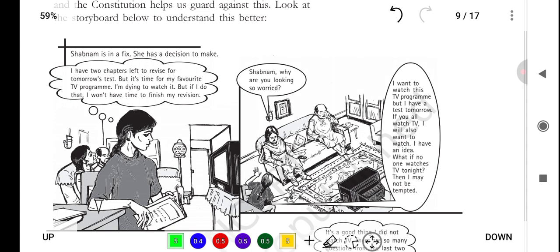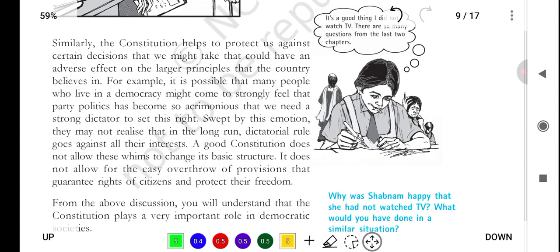You can see how a girl faces a dilemma between her test and her favorite television show, and how she finally took the right decision. Okay, the Constitution safeguards democratic societies from adverse decisions that could undermine larger principles, ensuring that citizens' rights and freedom are protected and not easily overridden by whims.